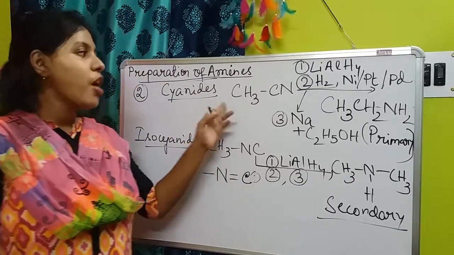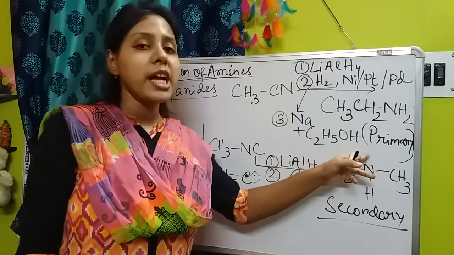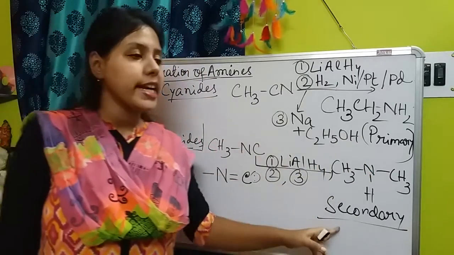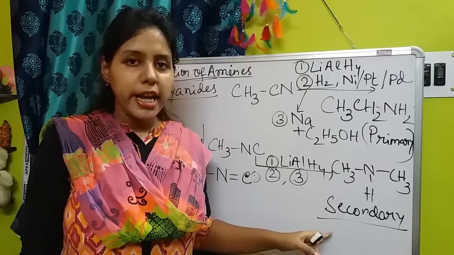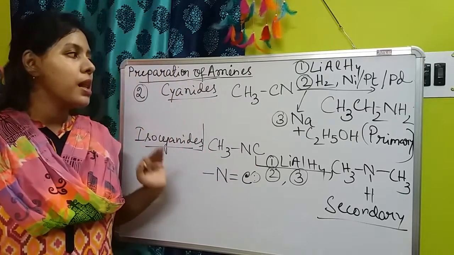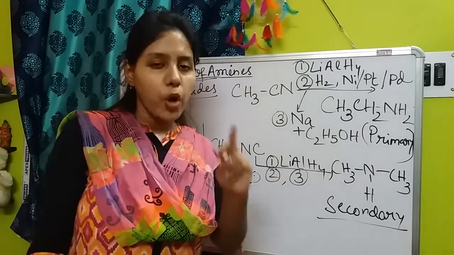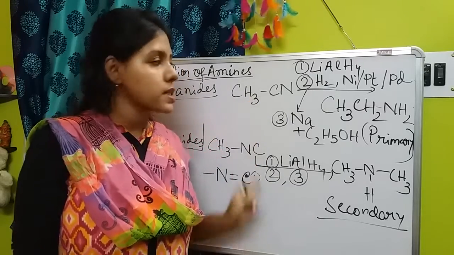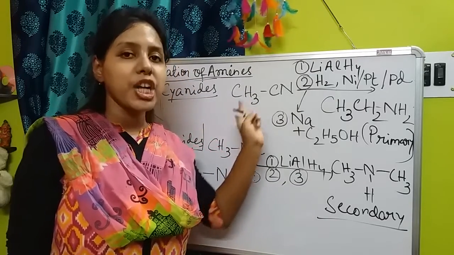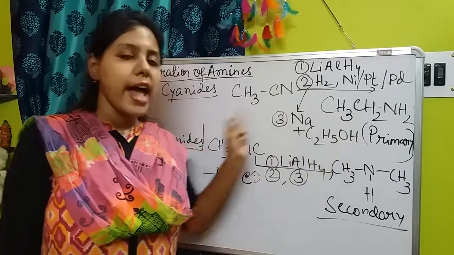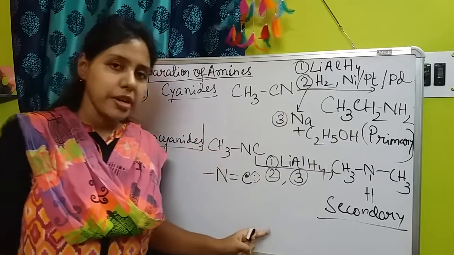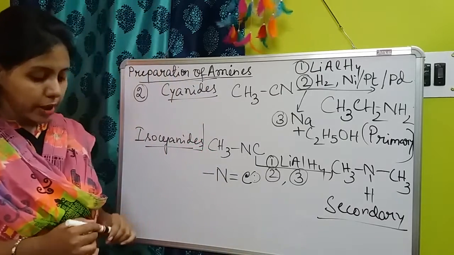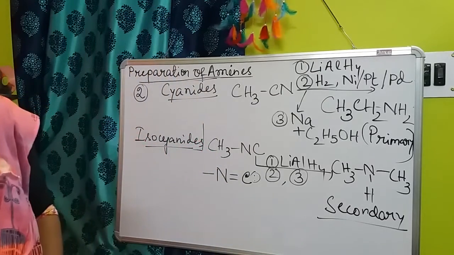We can conclude that from cyanide we are getting primary amines, and from isocyanates we are getting secondary amines. Clear? So from this example we can distinguish between cyanides and isocyanates. Cyanides after reduction give primary amines, and isocyanates after reduction give secondary amines. Clear this one? Okay.